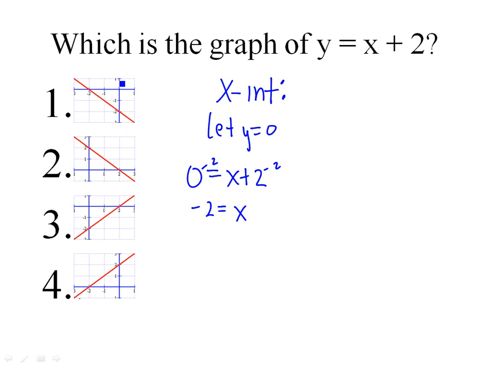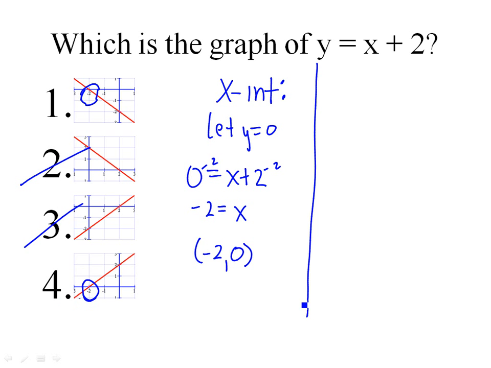So which one of these has -2, 0 as a point? Alright, -2, 0. So this is -2, 0 here. Okay, 2 is out because it doesn't have -2, 0. 3 is out because it doesn't have -2, 0. But option 4 has -2, 0 as well. So let's find the y-intercept.